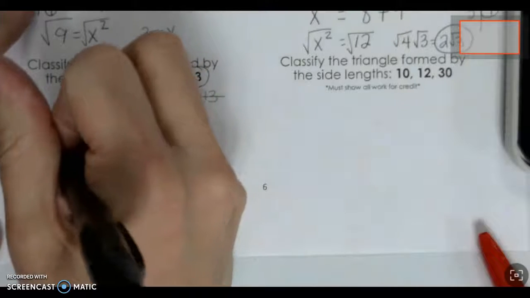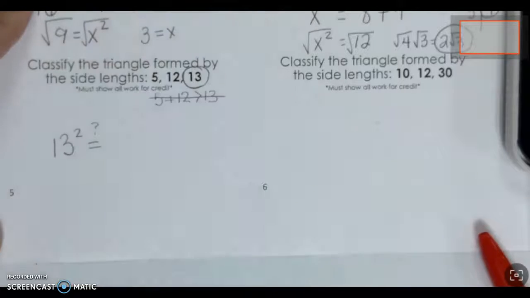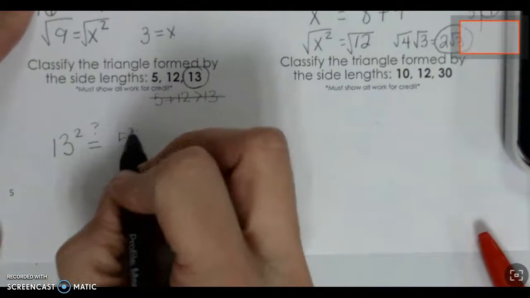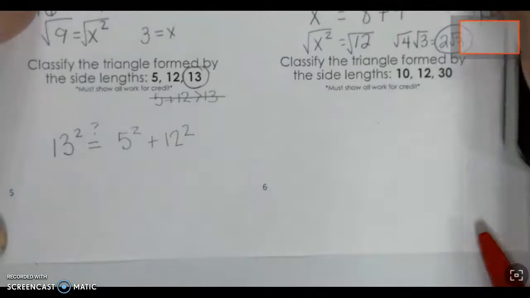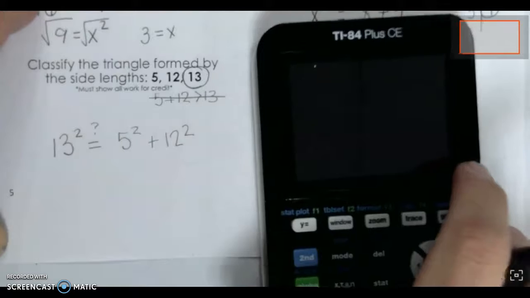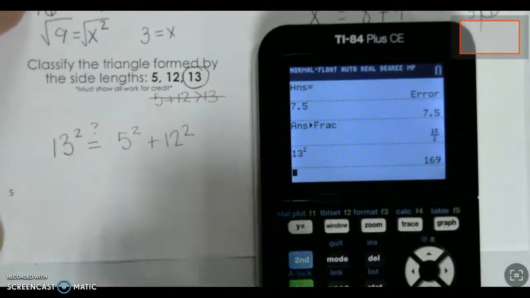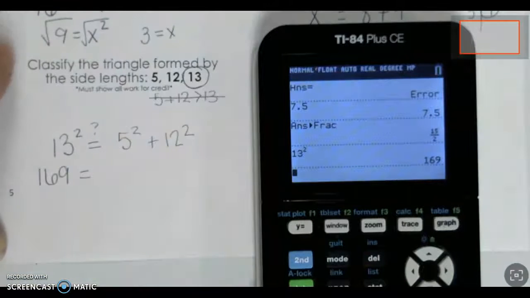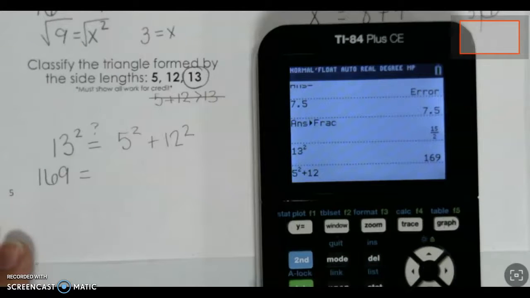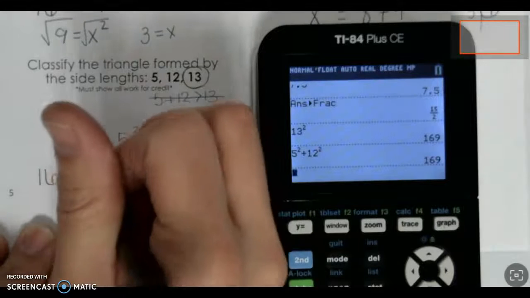Okay, we're throwing these numbers into the Pythagorean theorem. So 13 squared, is it equal to 5 squared plus 12 squared? Okay, and this is where we grab our calculator just to see. Is it equal? I don't know. Let's find out. 13 squared is 169. So I have 169 on my left. And then on the right side, if I do 5 squared plus 12 squared, I also get 169.